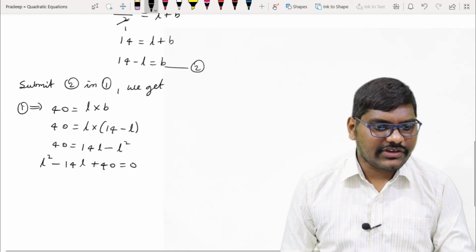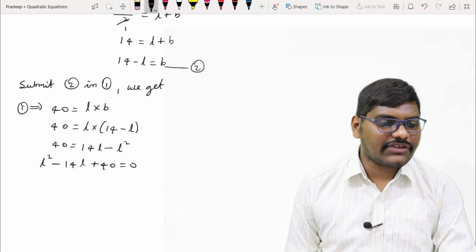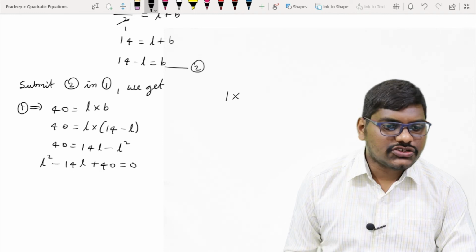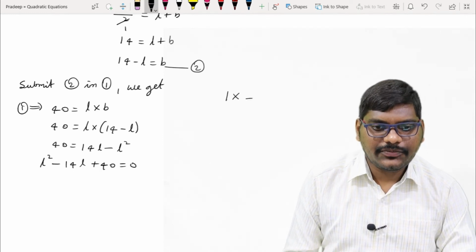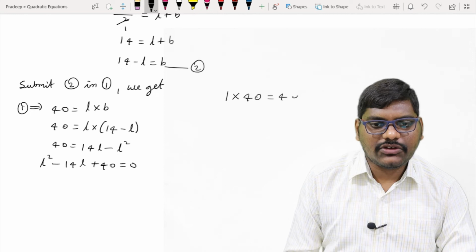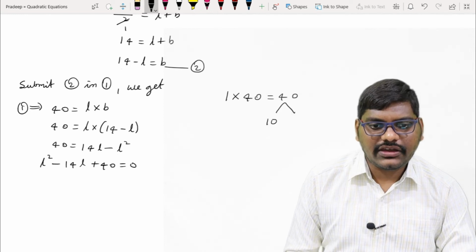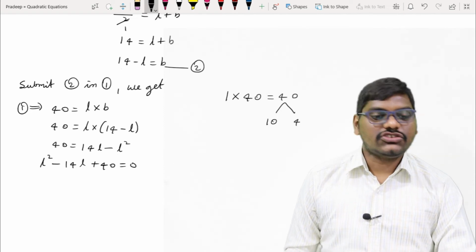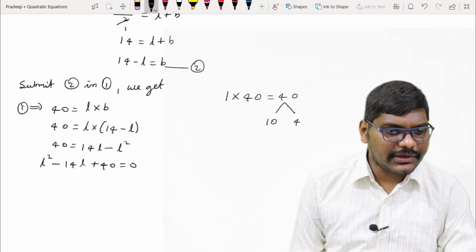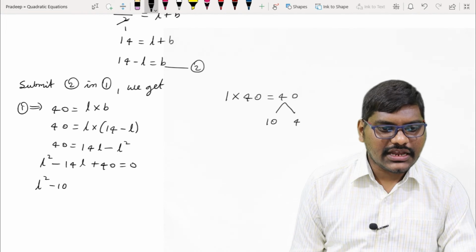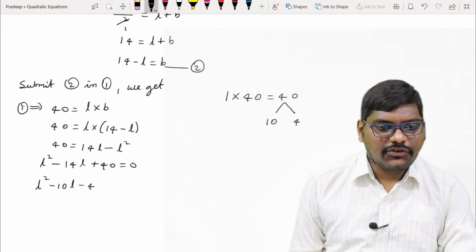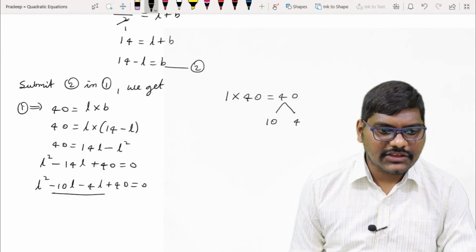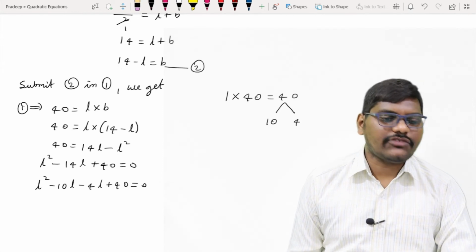So L square minus 14L plus 40 is the equation. So we'll just take the coefficient of L square. The coefficient is 1. Now here the constant is 40. So 1 into 40 is nothing but 40. So we can just take 10 into 4. 10 into 4 is 40. Alright. So simply we can split it over here. So we'll be getting L square minus 10L minus 4L plus 40 equal to 0. So minus 10L minus 4L is nothing but minus 14L only.